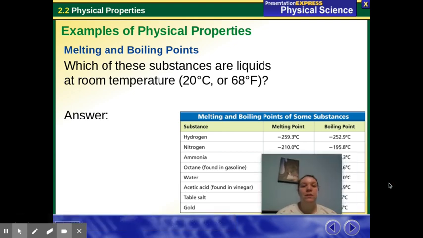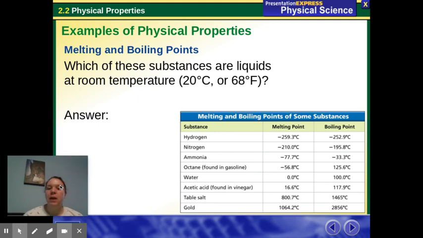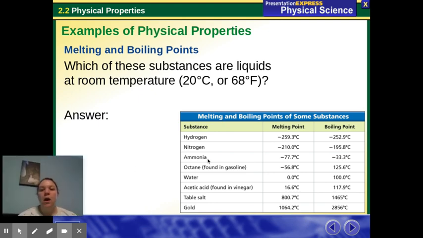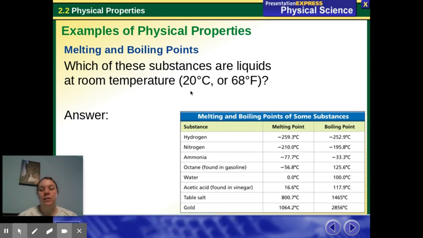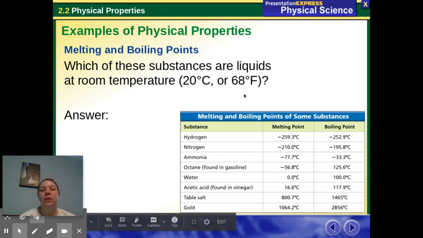Here, which of these substances are liquids at room temperature? I'm going to walk you guys through this. So room temperature is 20 degrees Celsius. What we're looking at is whether this 20 degrees Celsius falls between the melting point and boiling point for the substance. If it does, then that substance will be liquid at room temperature.